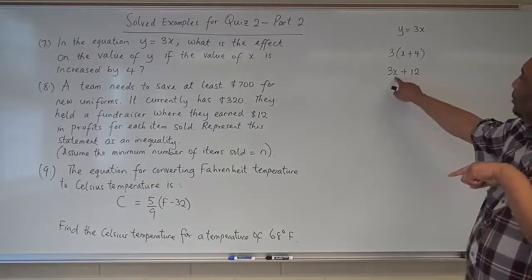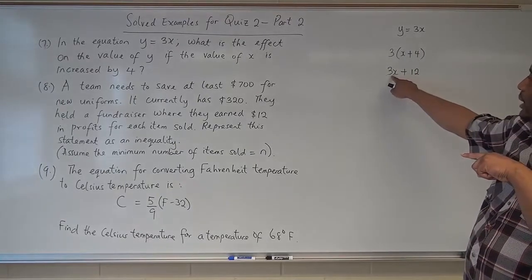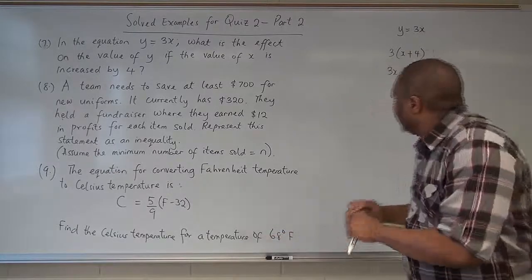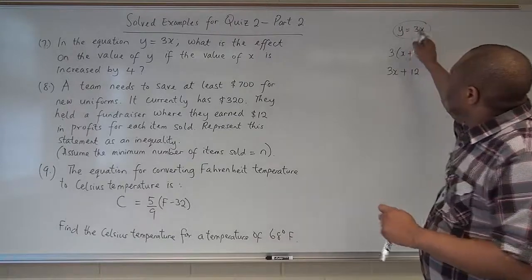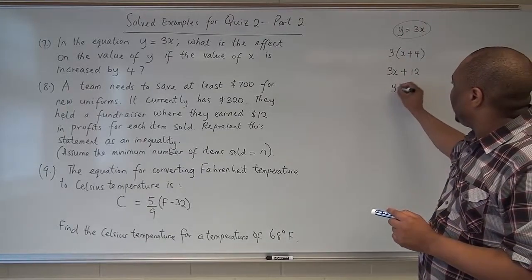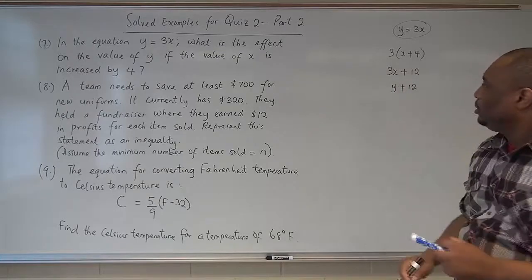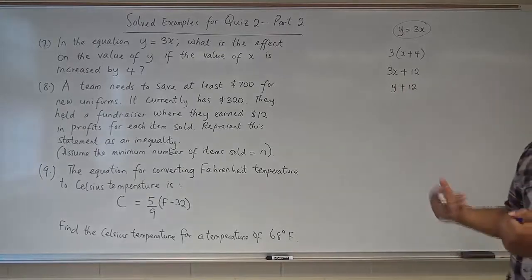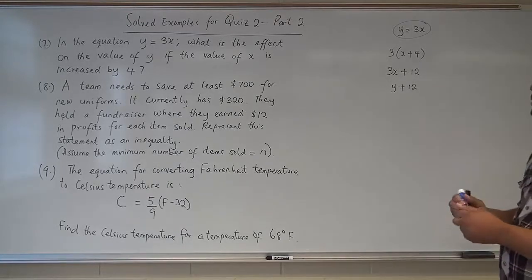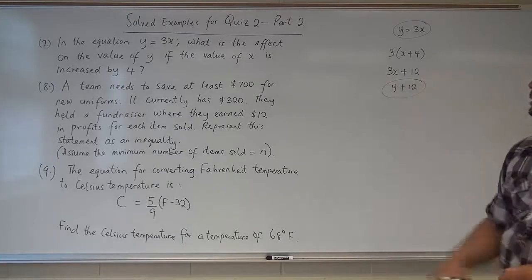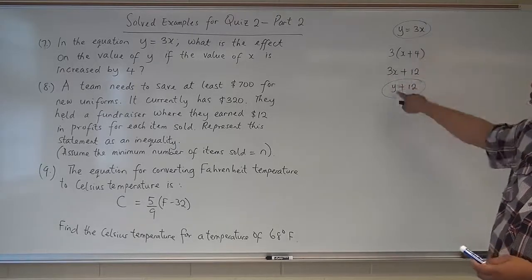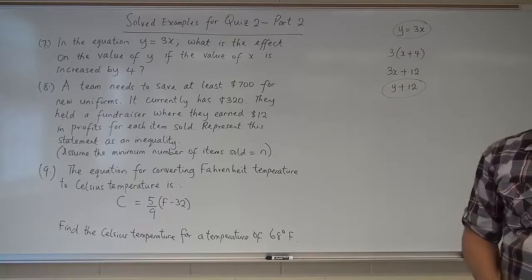So you see now that your y is 3x. Remember that your y is 3x, and this is the 3x. So this will be y plus 12. So you see that when x is increased by 4, y is increased by 12. That is what it is, because you see that your 3x is still your y. So you put it down.